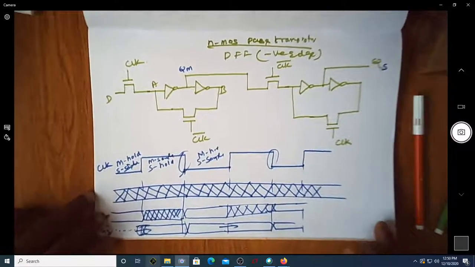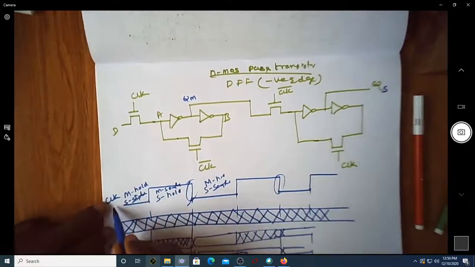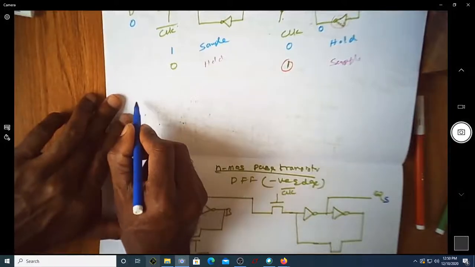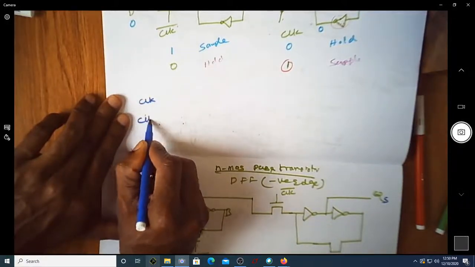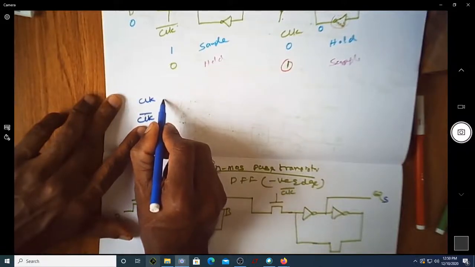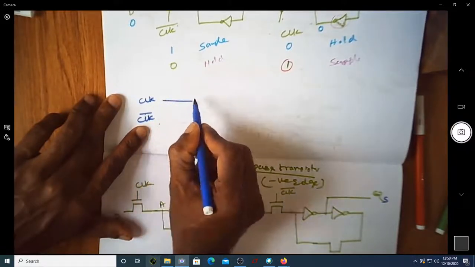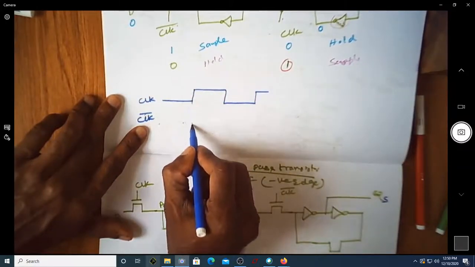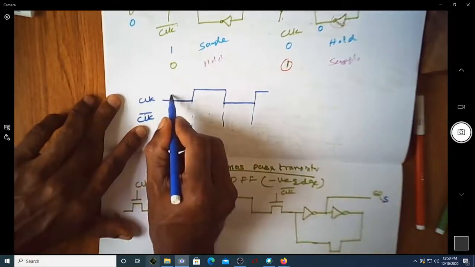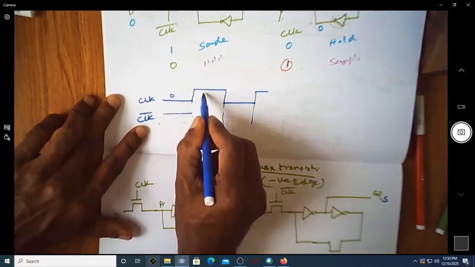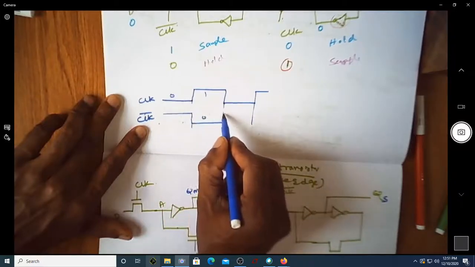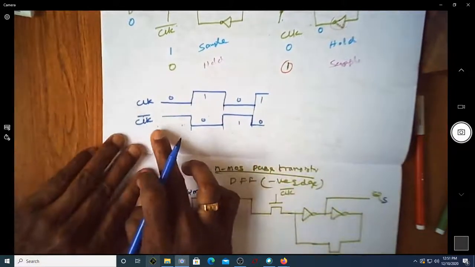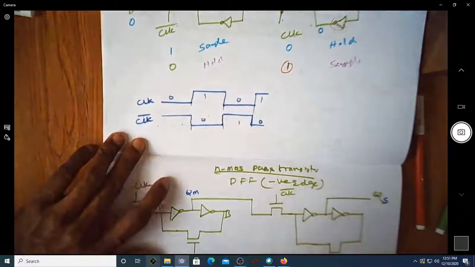What do I mean by overlapping clock? We always assume that clock and clock bar are exclusive. So if this is 0, then this is exactly 1. When this is 1, this should be 0. This is our expectation: this is 0, 1, this is 1, this is 0. This is the perfect clock we are expecting.